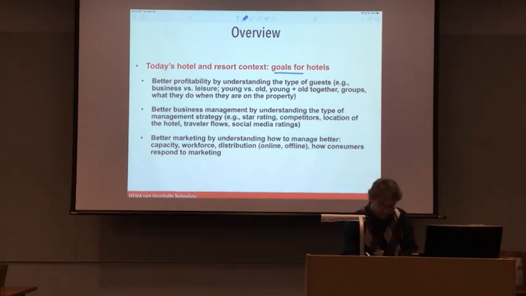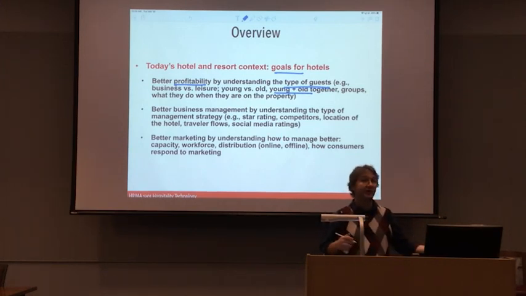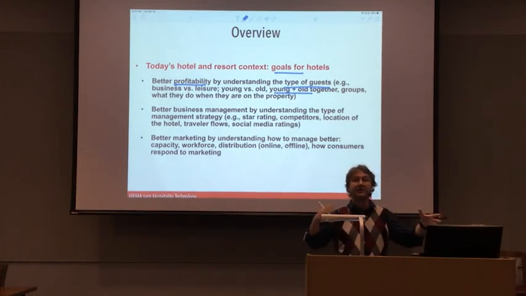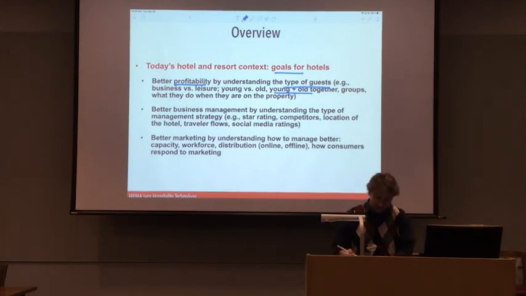So first, because we're a business, we want to make a profit. We want to make money. And we do that better by understanding the types of guests. For example, business versus leisure, young versus old, young plus old traveling together, right? Groups, right? Groups have a lot in common. They come at the same time, they leave at the same time, they engage in the same activities together, right?